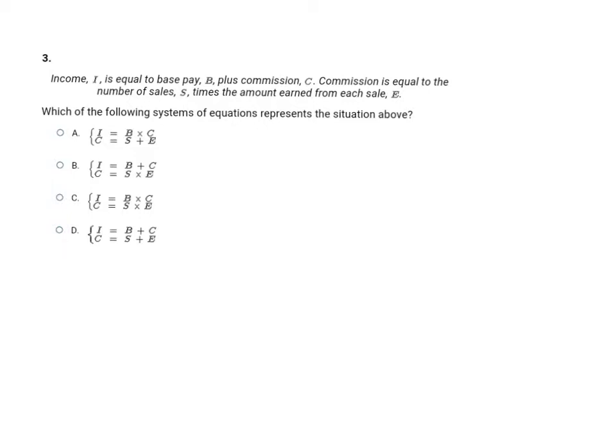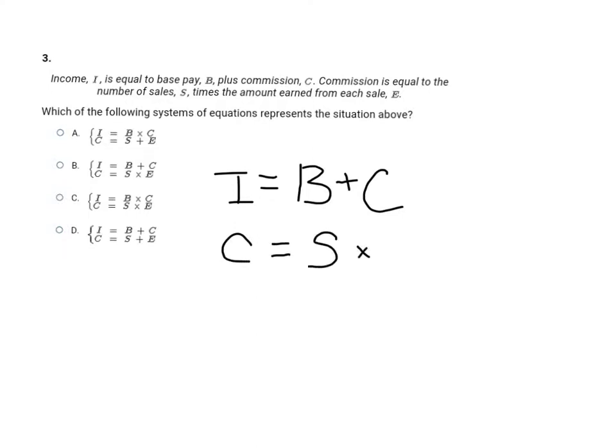translating the sentences. So it says income I is equal to base pay, which we're using B for, plus commission, which we're using C for. And then commission is equal to the number of sales, which we're using S for, times the amount earned from each sale, which we're using E for. So then the answer that has those two equations is letter B.